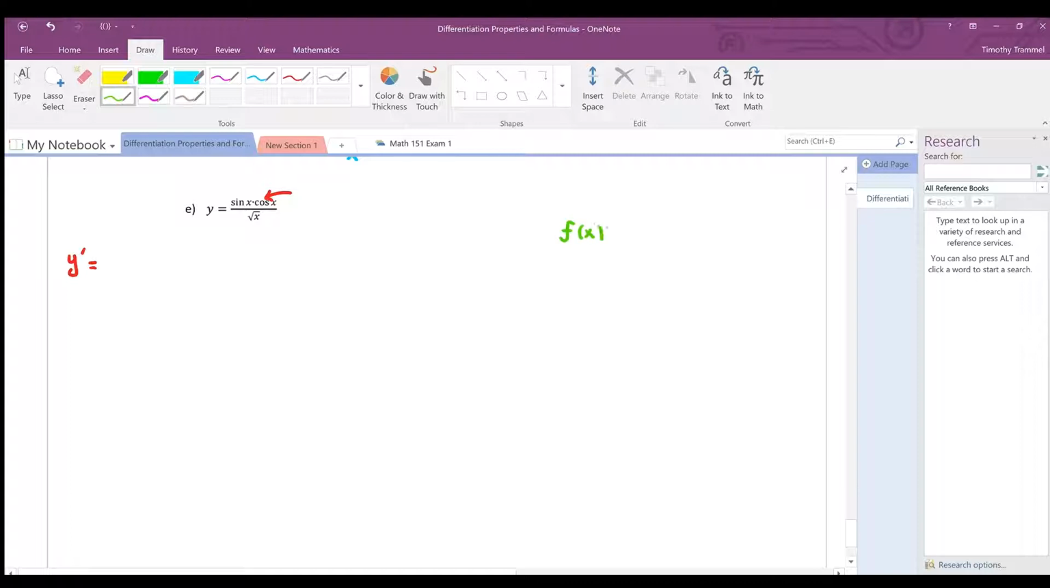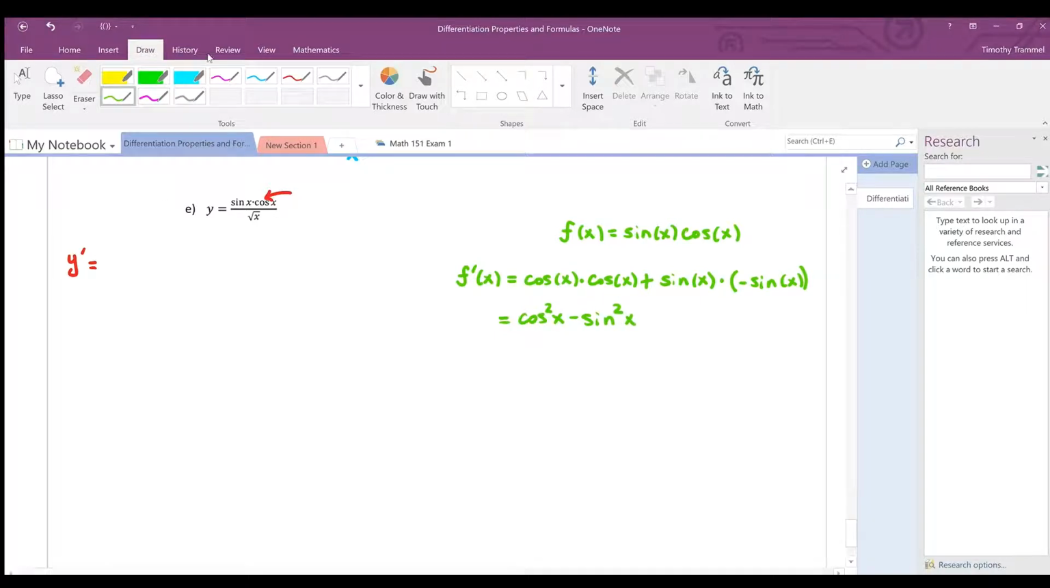F of x is equal to sine of x times cosine of x. And if you take that derivative, you are going to need the product rule because we have a function times a function. So the derivative of sine of x is cosine of x, then times the second function, which is cosine of x, plus the first function times the derivative of the second function, which is minus sine of x. And this right here then is going to simplify to cosine squared of x minus sine squared of x.